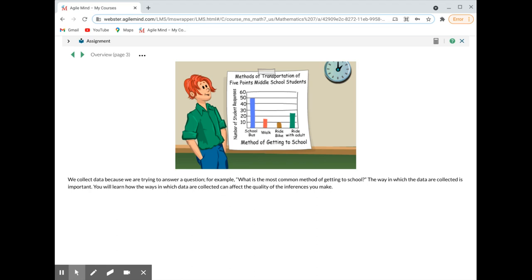We collect data because we are trying to answer a question. For example, what is the most common method of getting to school? The way in which the data are collected is important. You will learn how the ways in which data are collected can affect the quality of the inferences you can make. All right. So when we look at this, it kind of goes back to what I was talking about, data that is biased and data that is not biased. And we're going to learn about that. Okay.